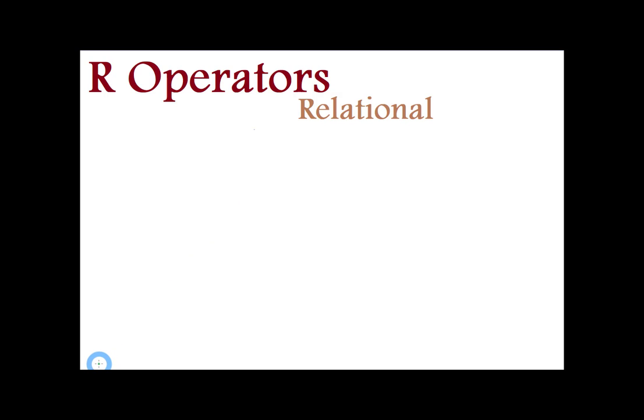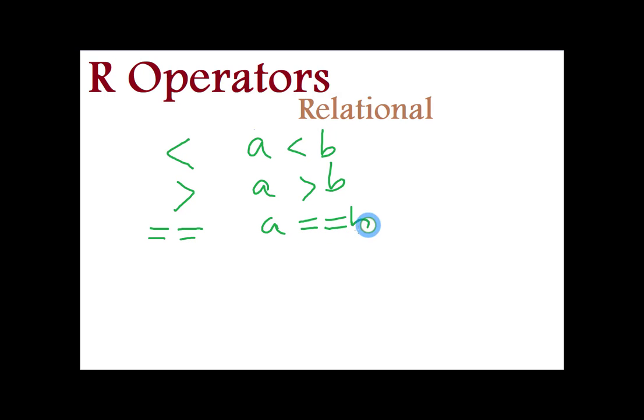So first of all, let's look at this operator. Less than sign, and we can use it like this: a is less than b. It's very easy. And then greater than, a is greater than b, and equals to, that is used for comparison, and we can use it: a equals to b. And you're also familiar with less than and equals to, greater than and equals to, and not equals to. So I think you're already familiar with them.